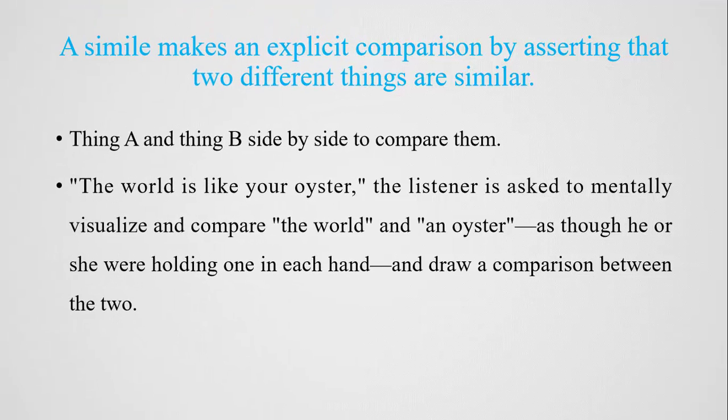So a simile makes an explicit comparison by asserting that the two different things are similar. A simile sets thing A and thing B side by side to compare them in the sentence. In the sentence, the world is like your oyster, the listener is asked to mentally visualize and compare the world and oyster, as though he or she were holding one in each hand, and draw a comparison between the two.